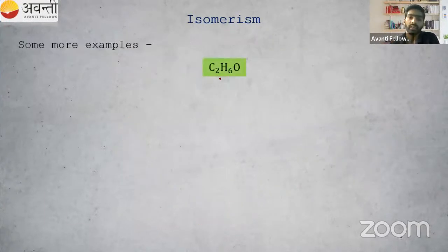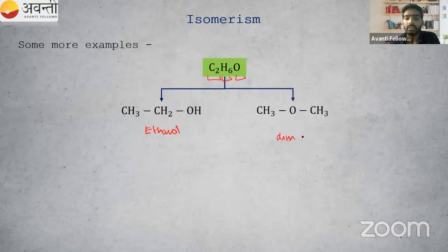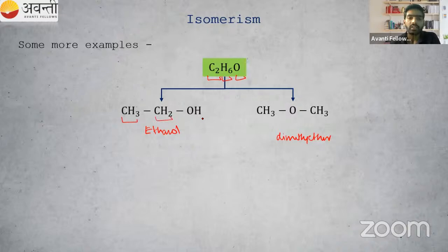Some more examples of this. As you can see here, carbon is 2, hydrogen is 6, and we need 1 oxygen. Another possibility of this is ethanol and dimethyl ether. In the first structure it is ethanol, where carbon is connected as CH3, then CH2, then OH. And the other possibility is CH3, then oxygen, then CH3. The connectivity structure is different, but the number of carbons, hydrogens and oxygens are the same. That means same molecular formula but different structural formula, correct?